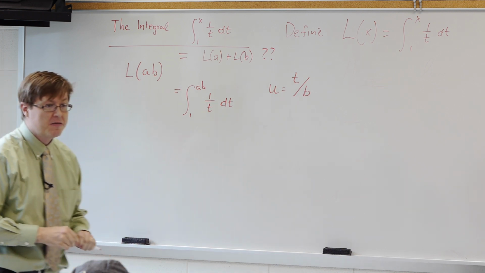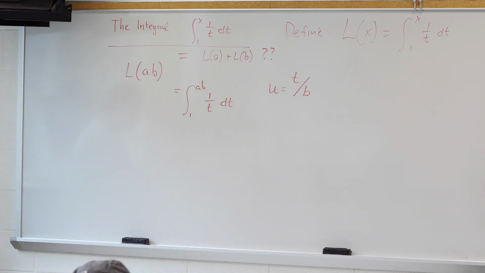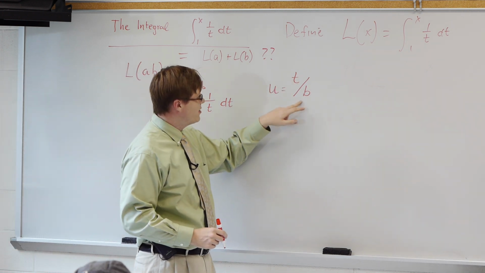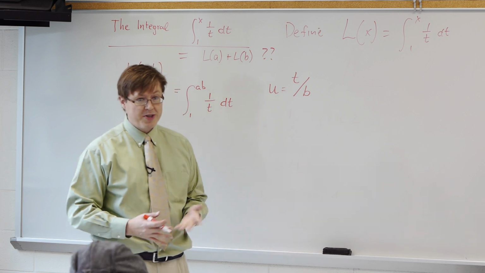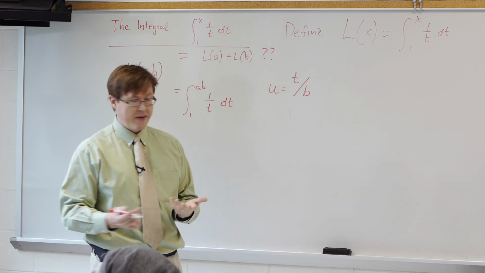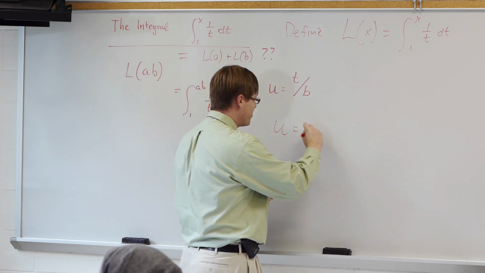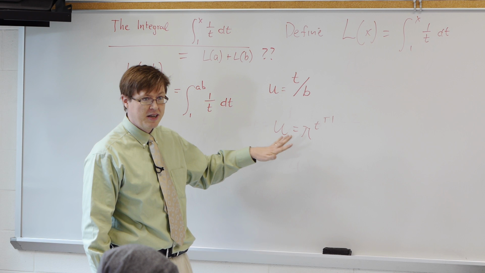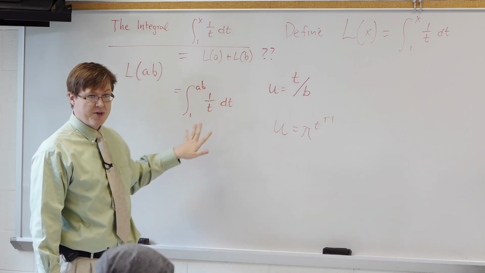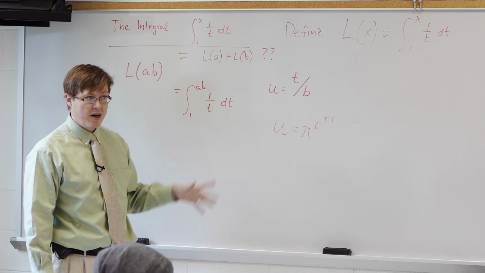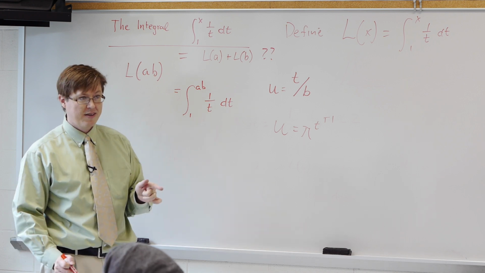Logan. How can you just divide it like that? How do you just get t over b? Logan's question is how can I divide t over b? Well, the short answer is I'm coming up with a substitution. It can be anything that I want. Right? I mean, my substitution could be u equals pi to the t plus 1 power. Like, it can be anything that I want. But we'll see why this substitution actually helps. Okay? Other questions? All right.